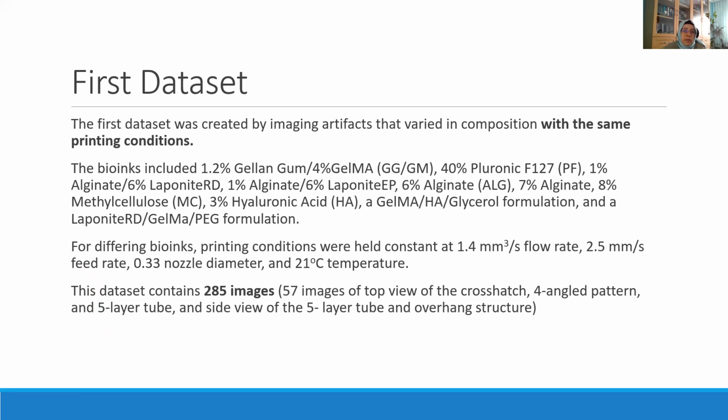Our first data set was created by imaging artifacts varied in composition with the same printing conditions. The bioinks include gelatin, GelMA, pluronic, alginate, etc. For different bioinks, printing conditions were held constant at 1.4 cubic millimeter per second flow rate, 2.5 millimeter per second feed rate, 0.33 nozzle diameter, and 21 degrees centigrade temperature. This data set contains 285 images, 57 images of each case.